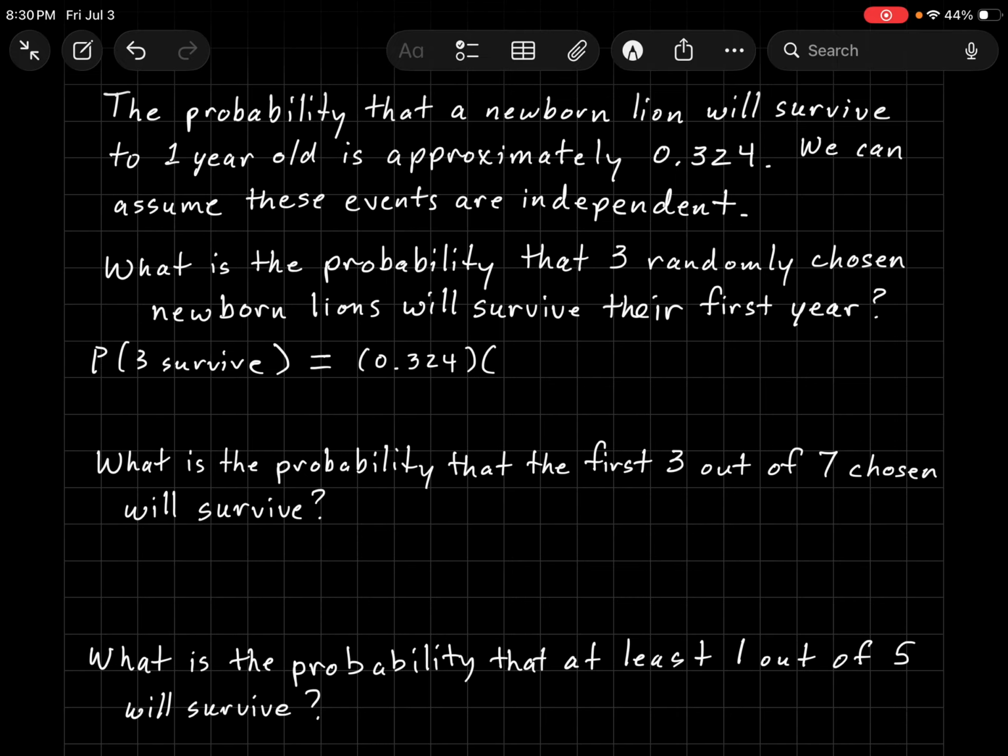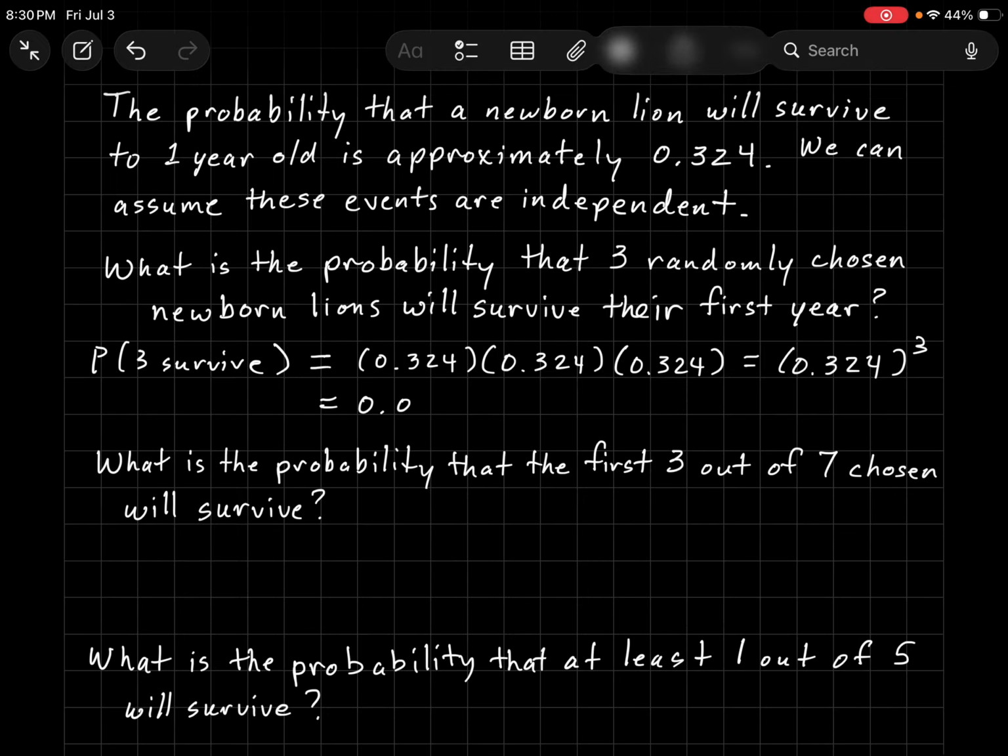And then the second one survives is also 0.324. And then the third one survives is also 0.324. Now, when you get comfortable with doing probability, knowing what's going on, I could have just started by writing 0.324 cubed. But I do want you to see where it comes from. And then if I type into the calculator, I get 0.034. But the main point is understanding what's going on.